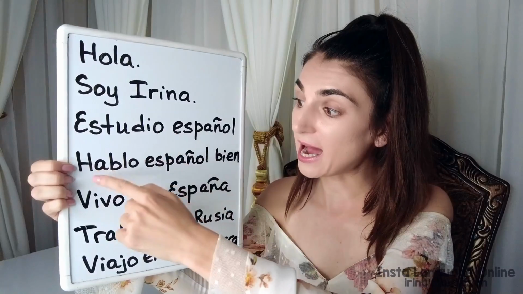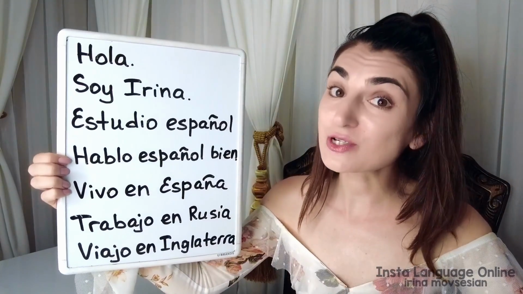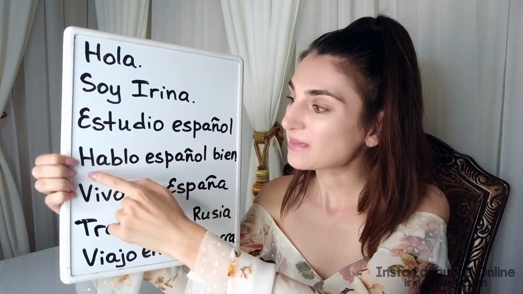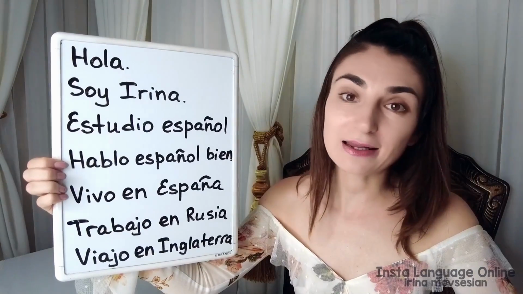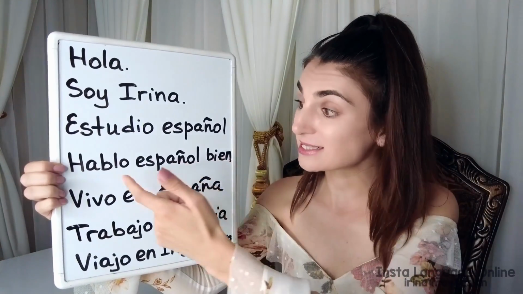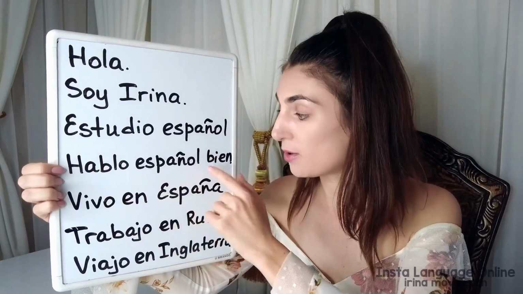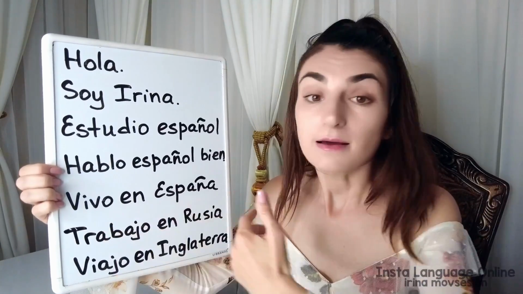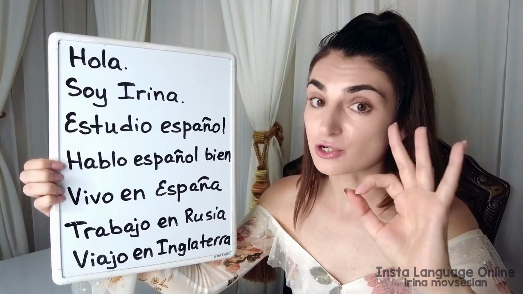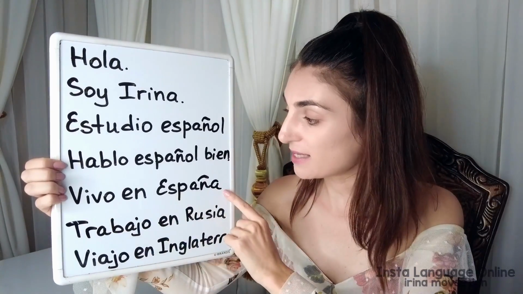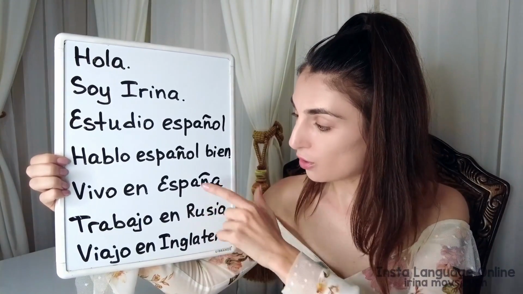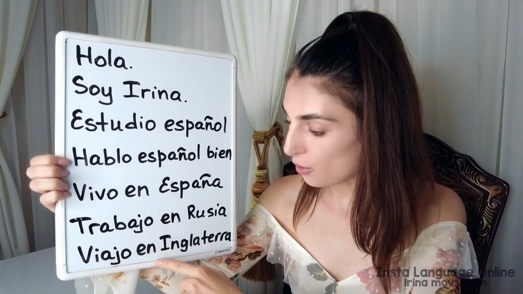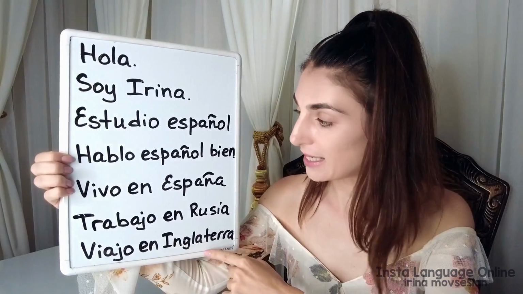For example, estudiar, hablar. So I can conjugate now. Estudio español, hablo español bien. We also talked about such words like bien, mal, así, así. So you can actually say hablo español así, así, hablo español bien, hablo español mal. Vivo en España. El verbo vivir, the third conjugation we took today. Vivo en España, I live in Spain. Trabajo en Rusia, I work in Russia. Basically, we took all the names of the countries. Viajo en Inglaterra, I travel in England.